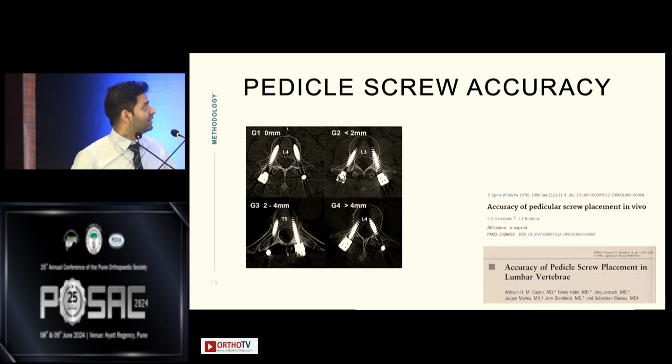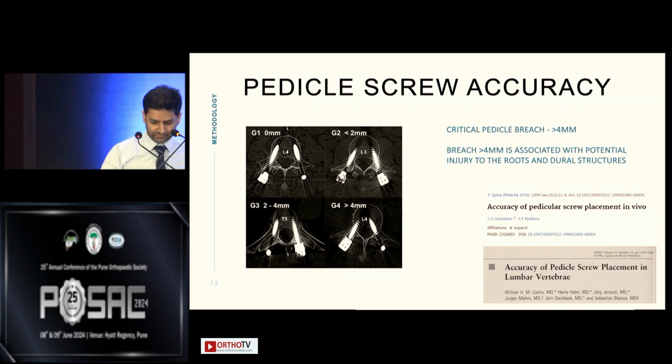This is a grade 1 breach, you can see. This is grade 2, when less than 2 mm, this is normal. This is a grade 2 breach, more than 2 mm. This is more than 4. This is a functional breach: neurological structures are affected when there is more than 4 mm of breach. So we call it a critical breach, a breach of more than 4 mm.